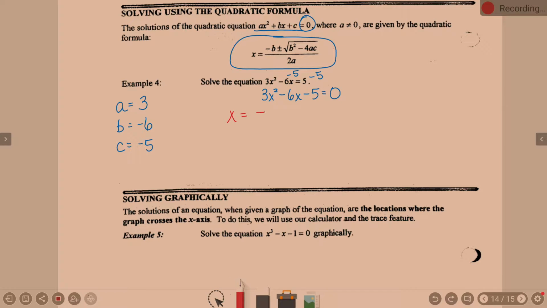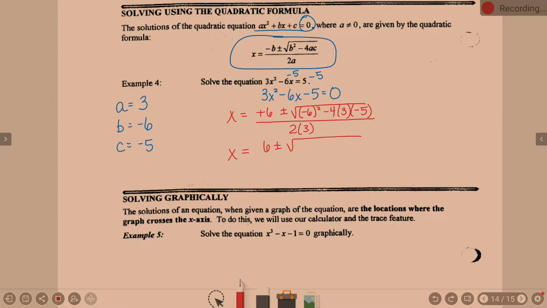Okay, x equals negative of b. What's the negative of -6? 6. Plus or minus the square root b squared, so -6 squared, minus 4 times a, which is 3, times c, which is -5, all over 2a, which is 2 times 3. I do expect to see some steps. I know we'll all show different amounts of steps. I understand that, but I do expect to see some steps.